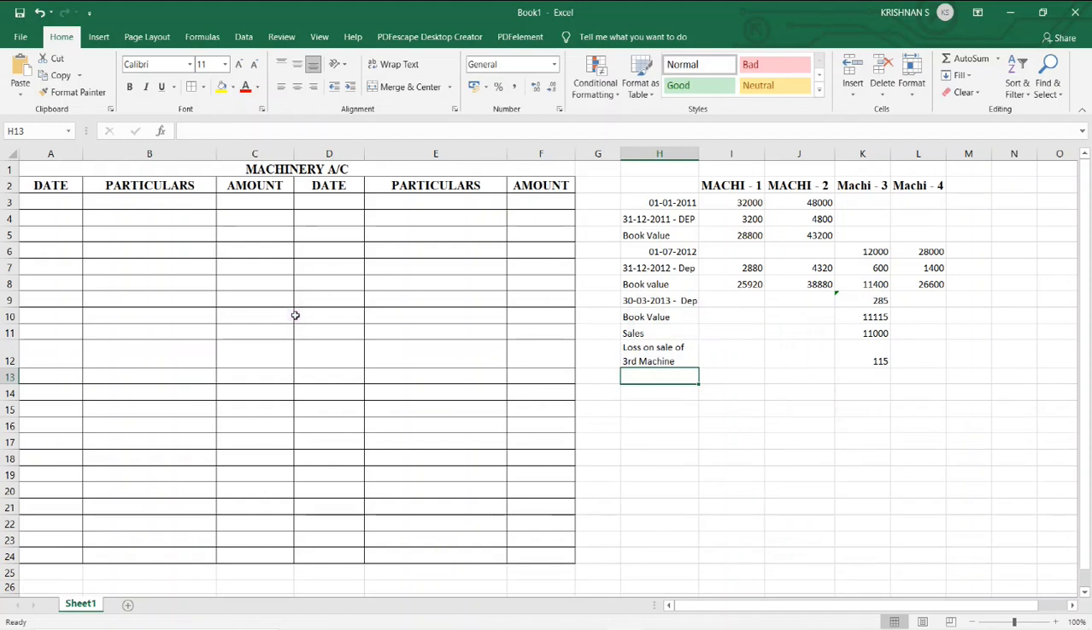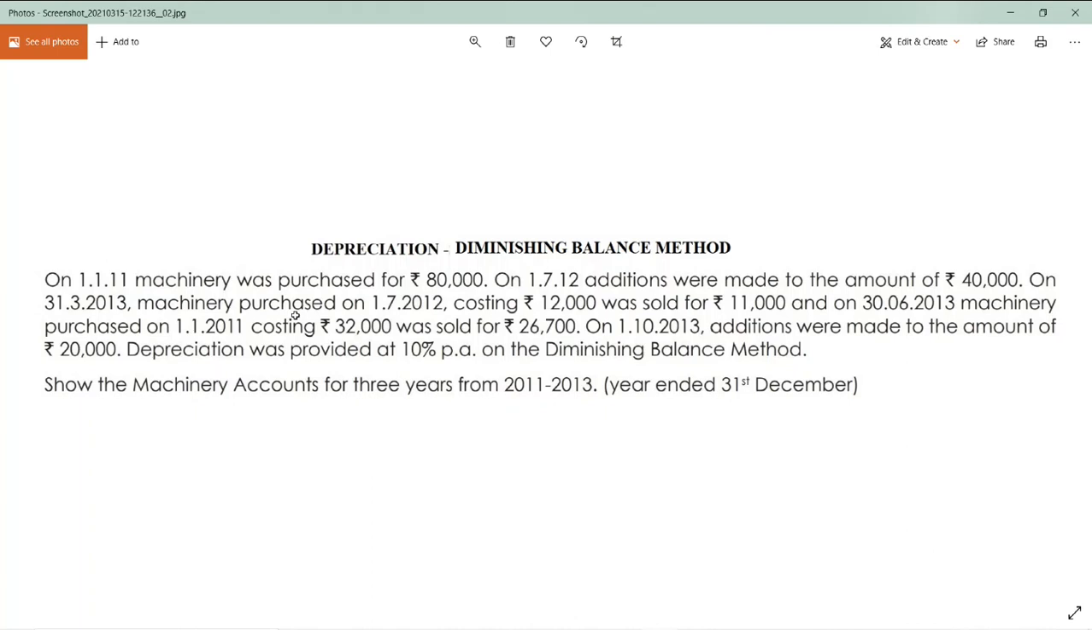Then we have to check whether we have any other transaction during this year 2013. Yes, we have another transaction on 30/6/2013. Machinery purchased on 1/1/2011 costing rupees 32,000 was sold for rupees 26,700. So the date of sale is 30/6/2013.